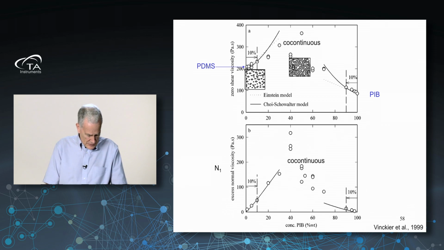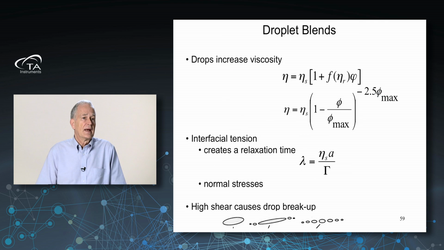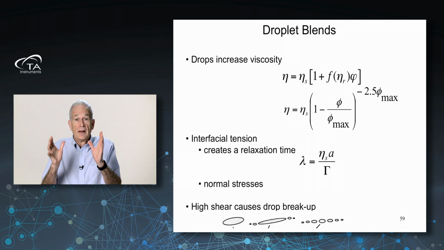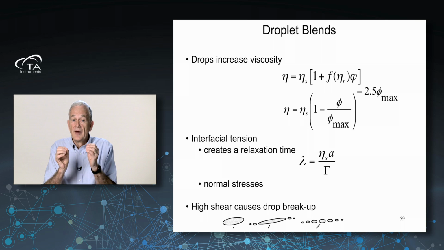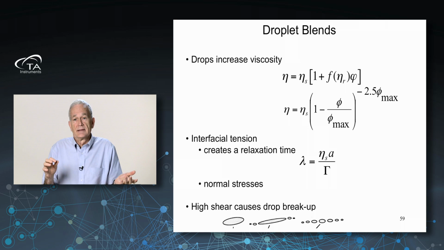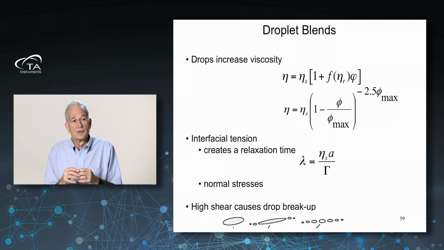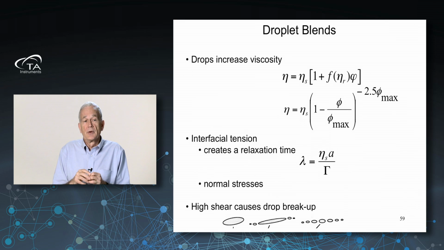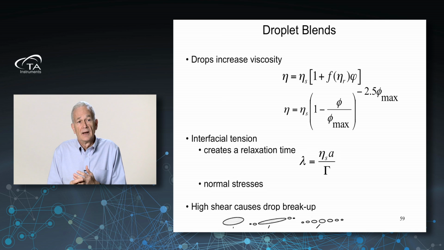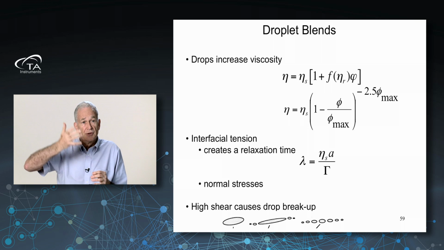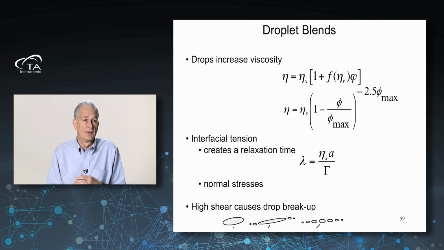So here's a summary of the droplet blends. As we might expect, simply the viscosity increases as a function of the volume fraction, and it depends on the viscosity ratio. So if the viscosity of your minor phase that you add in is very high, it goes back to the Einstein result at 2.5. This is for low concentration. And at high concentration, we use the Krieger-Doherty equation, where we should estimate the maximum volume fraction. And then we have an exponential increase as the droplets interact with each other.